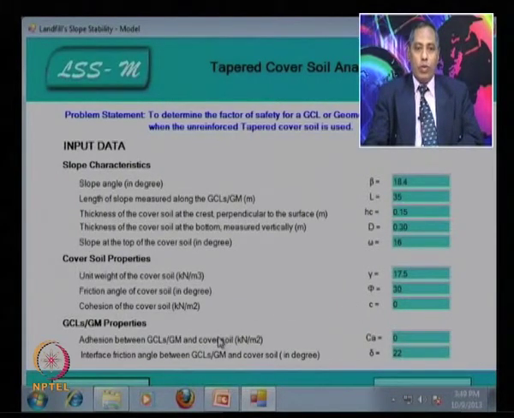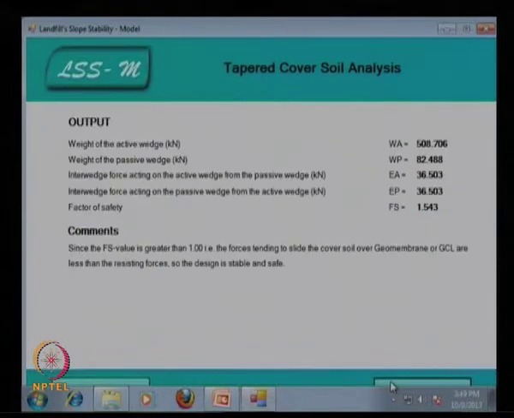And the geosynthetic clay liner and geomembrane property, that is adhesion between the geosynthetic clay liner, geomembrane and the cover soil, is Ca equal to 0. The interface friction angle between the geosynthetic clay liner or geomembrane and the cover soil, that is delta, is equal to 32 degrees. Now, this is for the tapered cover soil. So, this is the output of the tapered cover soil analysis.